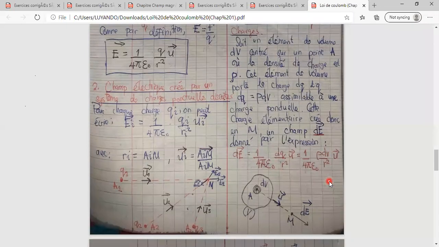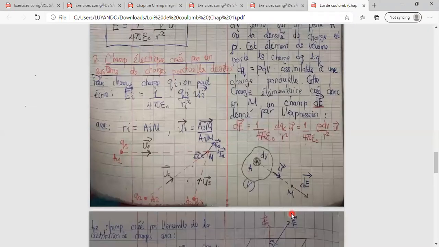So this is just the diagram representation. We have our point A, we have our point M, and this is the direction of our field. Our field will be going outwards, in the direction from A to M. I'm moving from A to M, so it will be along u, and our field will be outwards. Yes, we have everything there.